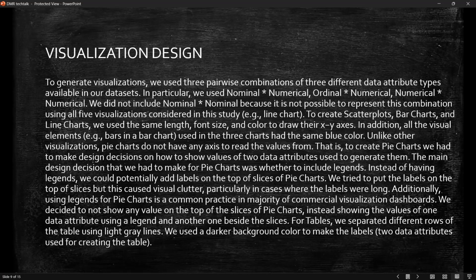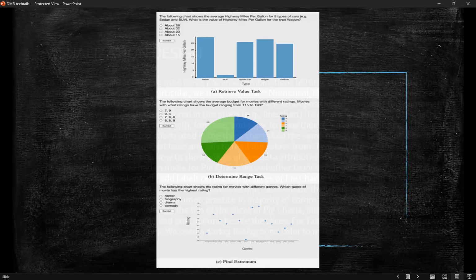For tables, we separated different rows of the table using light gray lines. We used a darker background color to mark the labels of the two data attributes used for creating the table. So here it is. The first one is the retrieve value task, and the second one is the pie chart of determining range task, and the third one is finding extremum.